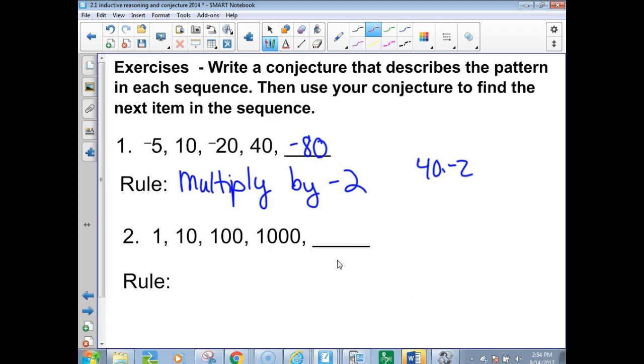Sometimes we can see what's happening and we know what to write, but we don't know how to describe it mathematically. A lot of you can get this next blank, but you may not know how to describe it. What'd you say? All right, multiply by 10. Did anybody think about another way to say this?